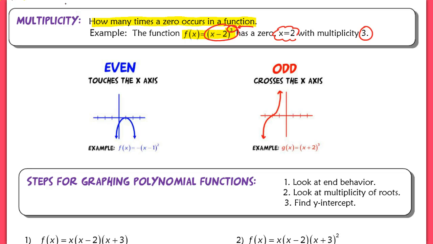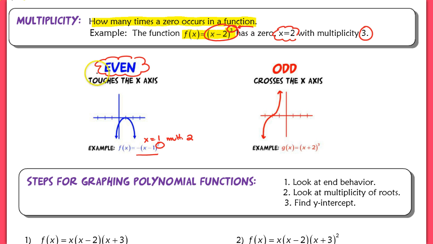Now, based on the multiplicity of a 0 of the function, you'll be able to tell when you graph the function whether or not the graph should cross the x-axis or simply touch the x-axis at that 0. So for example here, if we're looking at the function negative (x minus 1) squared, we have a root or 0 at x equals 1, and it has a multiplicity of 2.